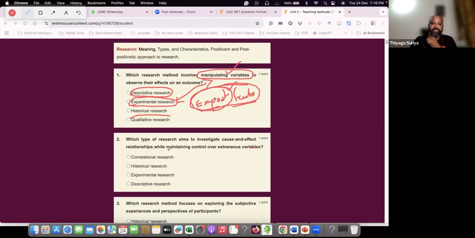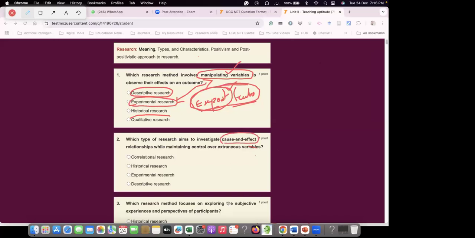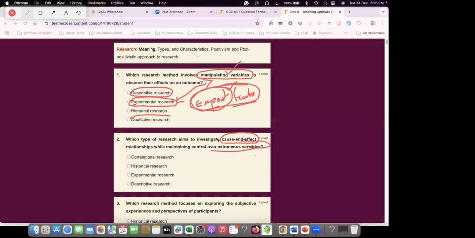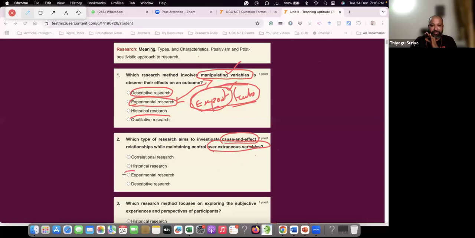Now, the second question: which type of research aims to investigate cause and effect? Which are the key terms here? Cause and effect. Investigate cause and effect relation while maintaining control over the external variable. Automatically it's called the experimental method. But these terms create confusion.